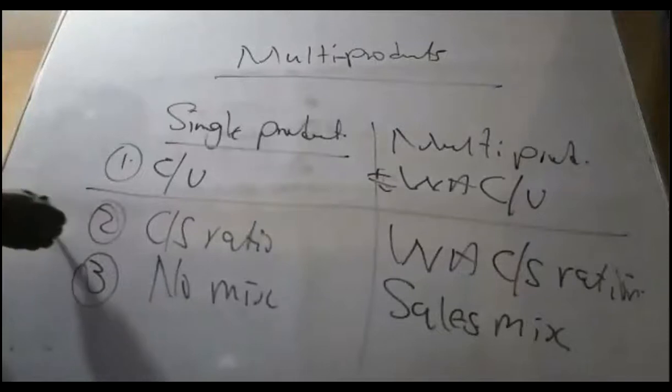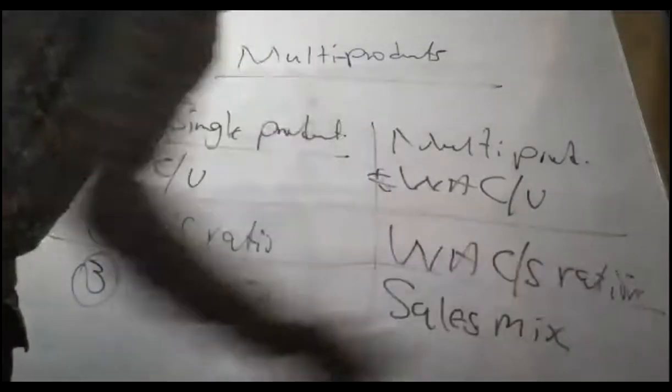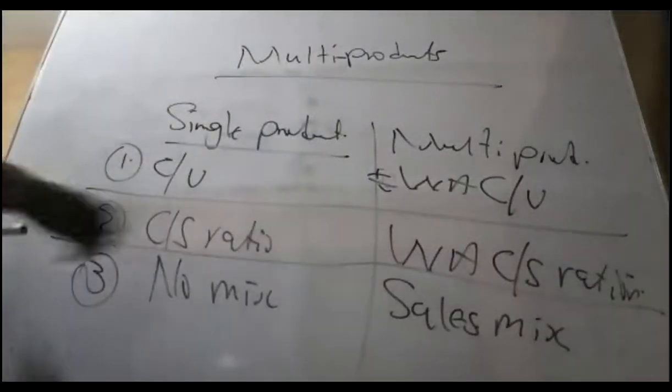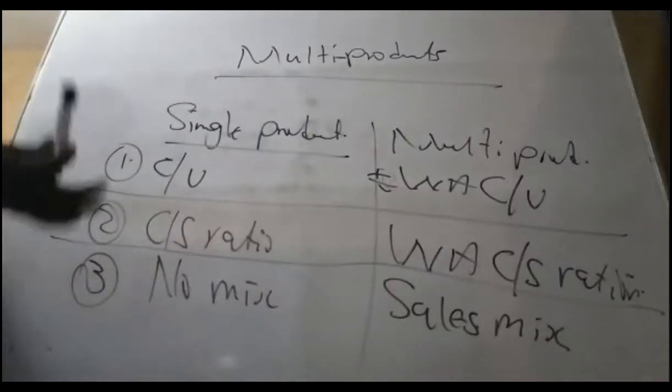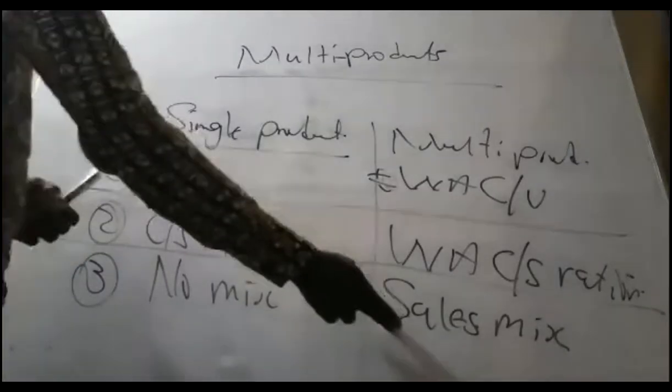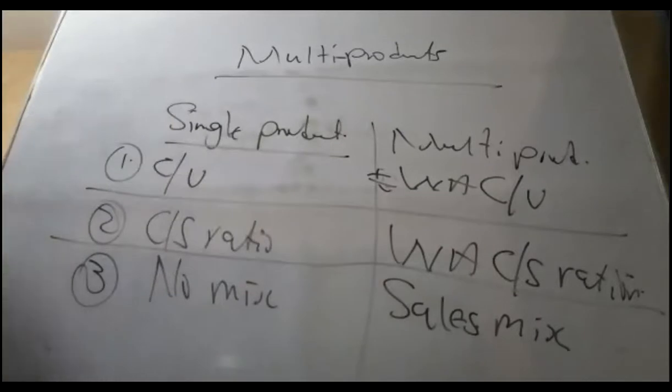Good. So why is it like that? Because the single product is only one, so you don't have mix. That's the only product that you sell. But with a multi-product, you sell a lot of products. So you sell them in combination. Some organizations sell them in combination. Great.